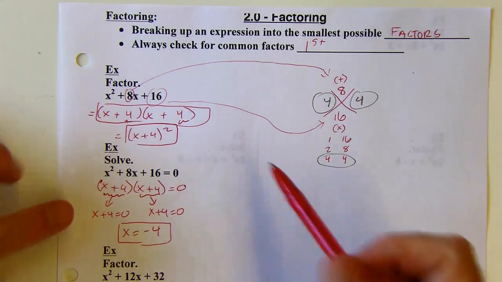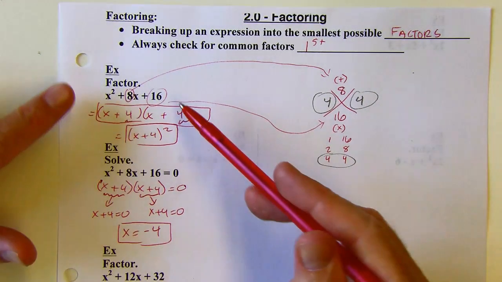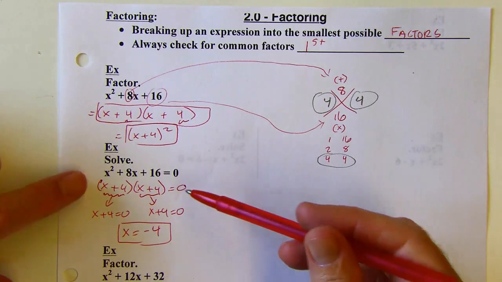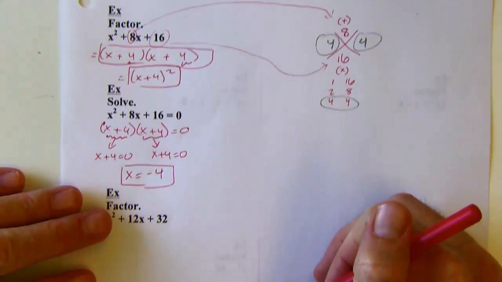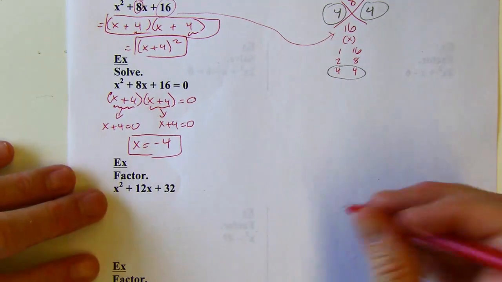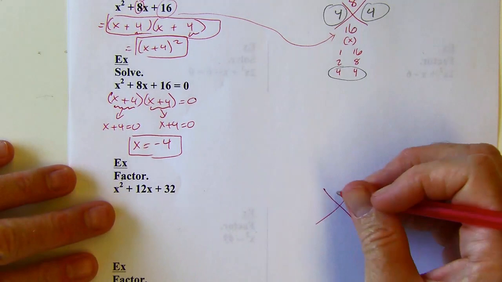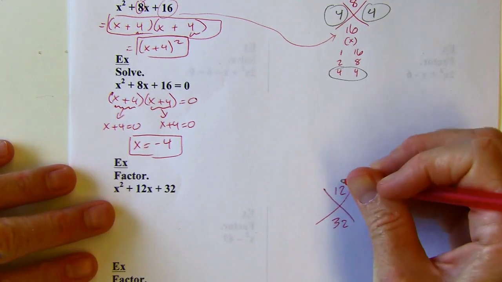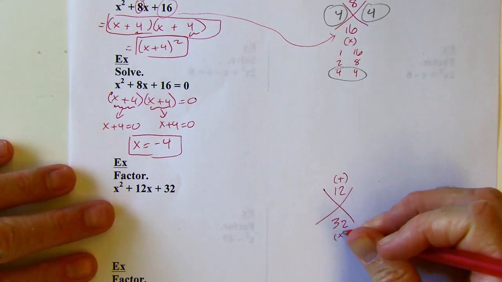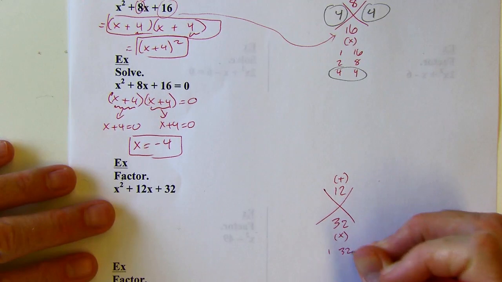Okay, so I just want you to know the difference between factoring and solving. Solving, you have to go a step further and say what x actually equals. Okay, all right, so let's try this one out. I'm going to set up a diamond problem again. 12 goes on top, 32 on bottom. And I'm thinking, how can I multiply to get 32?